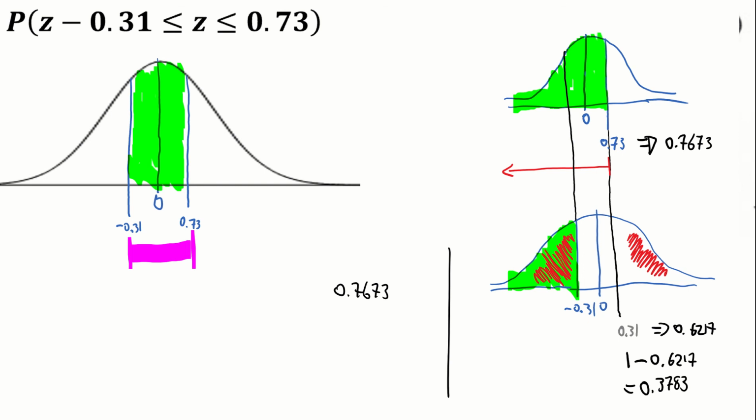So I'm taking the full 0.7673 and subtracting the red region, which is 0.3783. When I take them away, I get a final probability of 0.389. So the probability of selecting between minus 0.31 and positive 0.73 is 0.389. Okay, we've one example left.